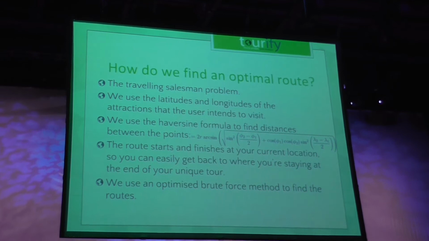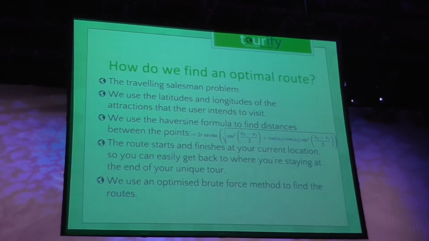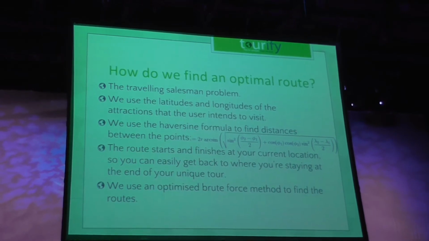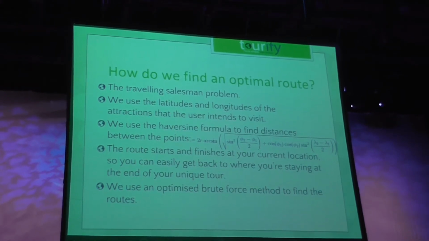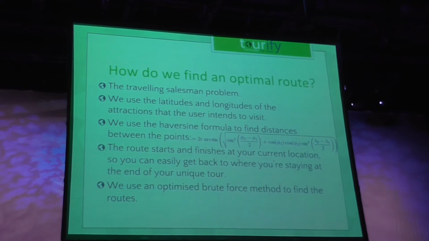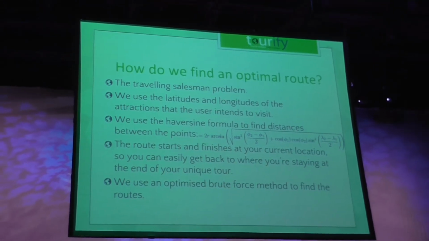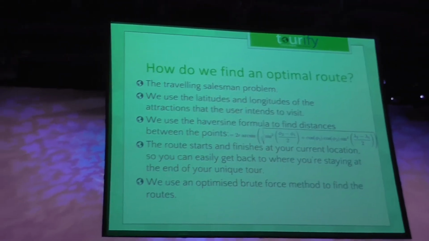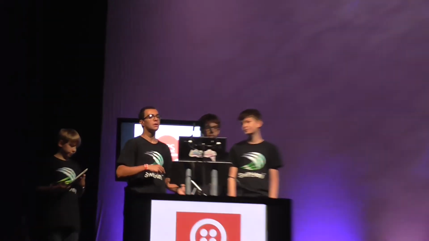But we realised that we've got a cap on how many things someone can see in a day. So for this, the best method was brute force. However, if we have more things, we could use something along the lines of Dijkstra's algorithm. Getting back to the point, the travelling salesman problem is finding the quickest route, starting at one point, going to a selected number of points and getting back to that same point.